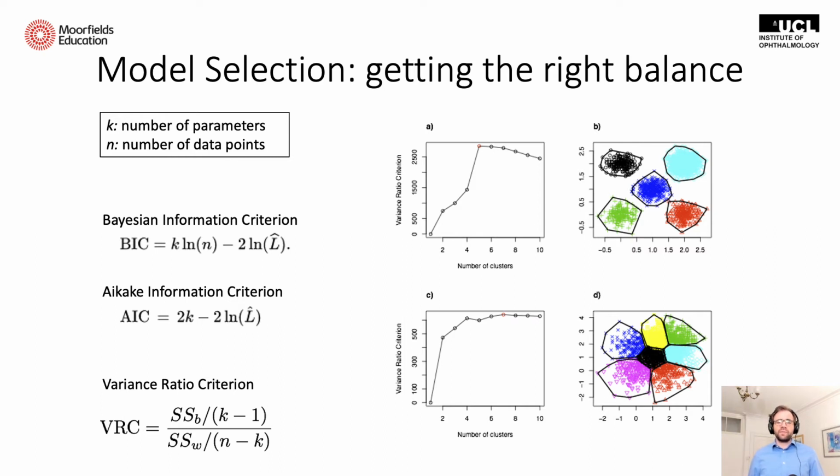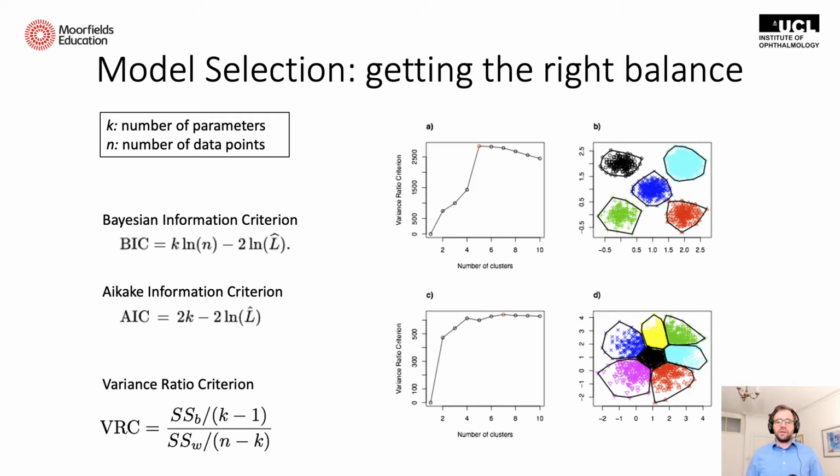There are more. And what all of these criteria have in common is that they penalize for the number of parameters while trying to maximize the likelihood. Bear in mind that the likelihood is a number. The log likelihood is going to be a negative number, so the minus log likelihood would be a positive number here.